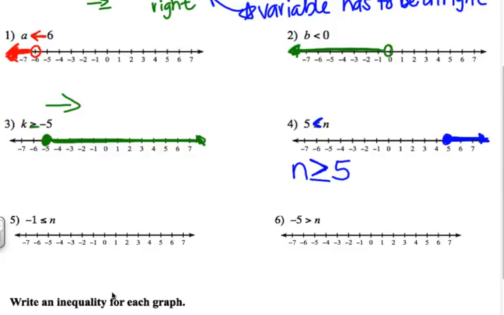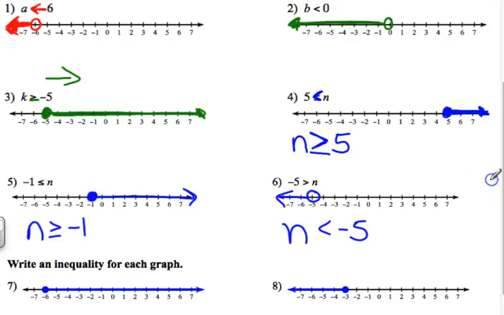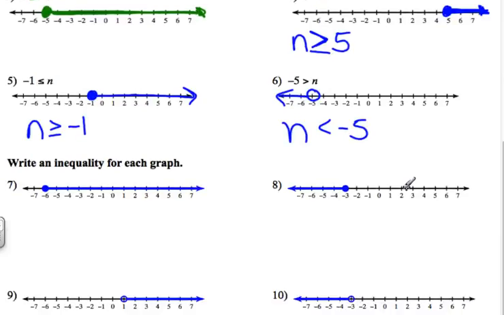Okay, so why don't you try 5 and 6 on your own? Press pause, and we'll go over them. All right, so number 5, if you turn your whole problem around, you have n is greater than or equal to -1. So you're going to close circle on -1, everything to the right. On number 6, you need to flip everything around to make it a less than sign, and then that's what you get. Okay, so that's how you graph inequalities.